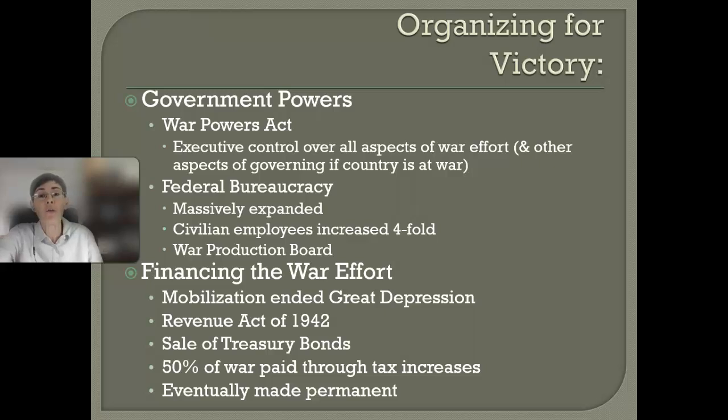So you have executive control over all aspects of the war effort and other aspects of governing. If the country is at war, the federal bureaucracy is massively expanded, and we create the War Production Board to get corporations and private business involved in this war effort. So this mobilization for war actually ended the Great Depression. We have the Revenue Act of 1942 that made a lot of tax increases permanent. We have the sale of treasury bonds. 50% of the war was paid through tax increases, and like I said, that was done through the Revenue Act of 1942. They were eventually made permanent.